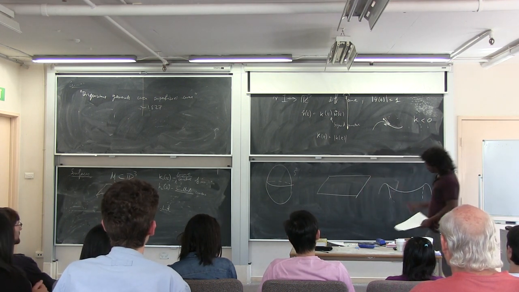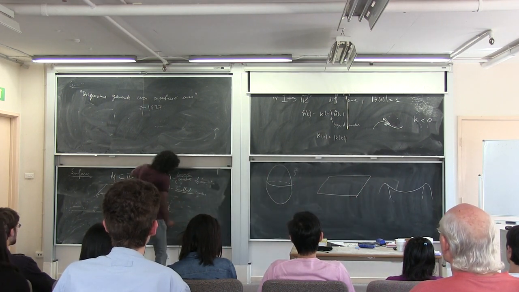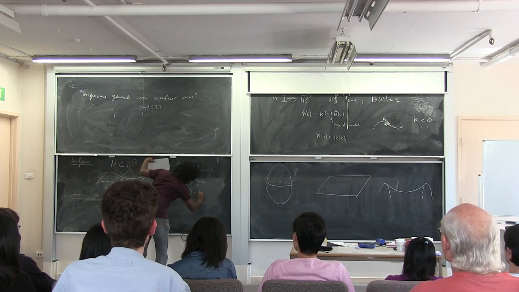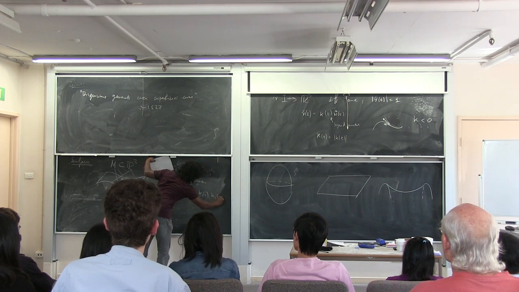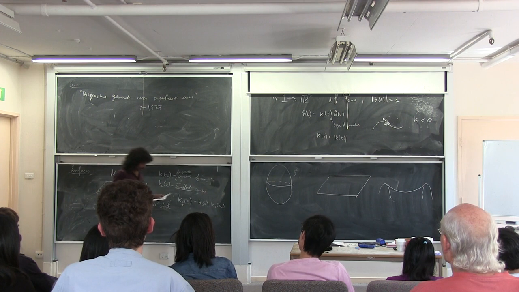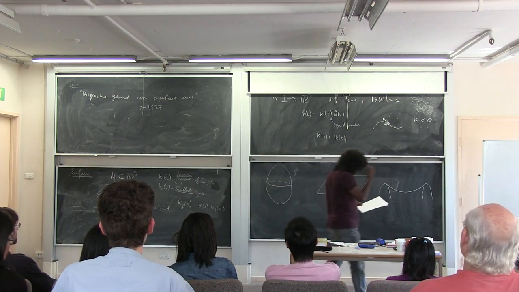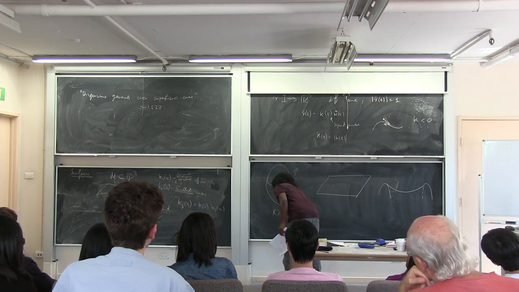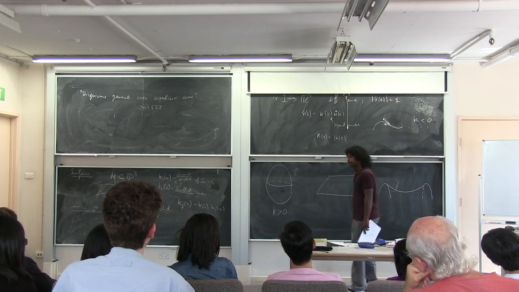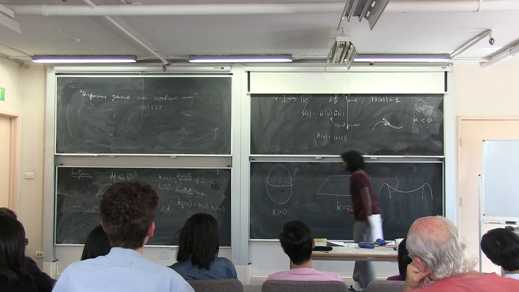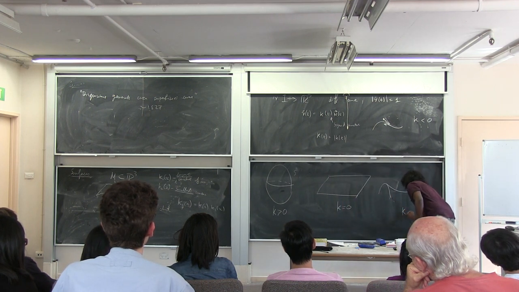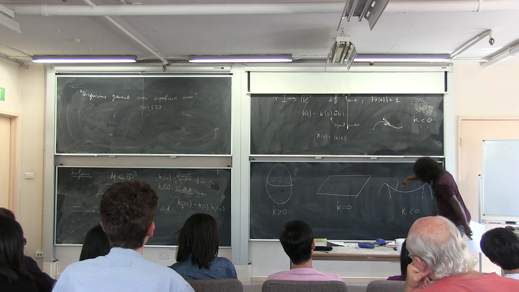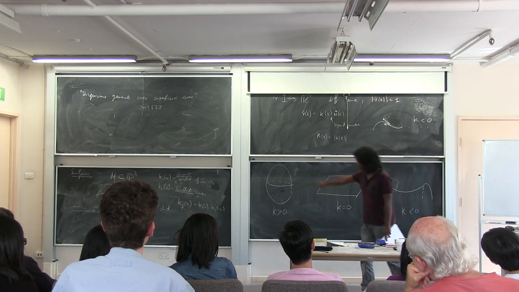So the Gaussian curvature he defined. Now that you have k1 and k2, he wrote the Gaussian curvature, just write Kg at x, is equal to k1 at x times k2 at x. Okay? So for this picture, the Gaussian curvature is positive. For this picture, the Gaussian curvature is zero. And for this picture, the Gaussian curvature is negative, because you have one that gives you positive curvature and the other that gives you negative curvature.